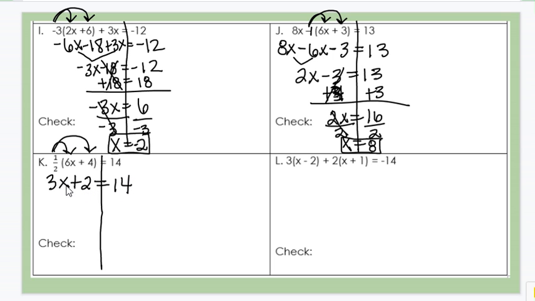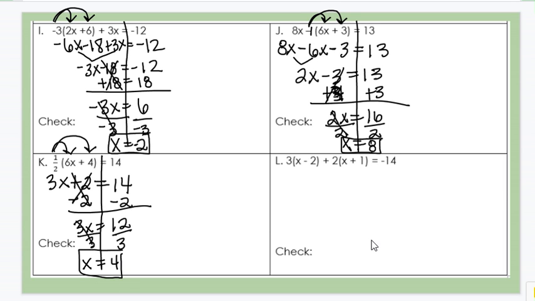Now it's just a 2-step, so we get rid of our constant first. The opposite of +2, the inverse, is -2. +2, -2 cancel. I'm left with 3x, and 14 minus 2 is 12. Divide by 3, and 12 divided by 3 is 4.